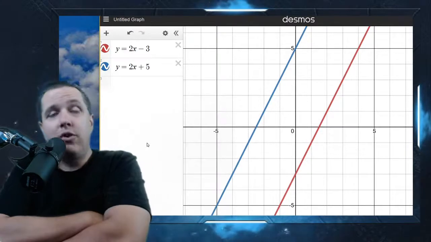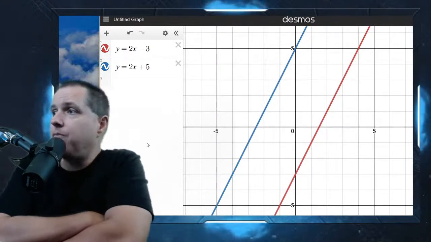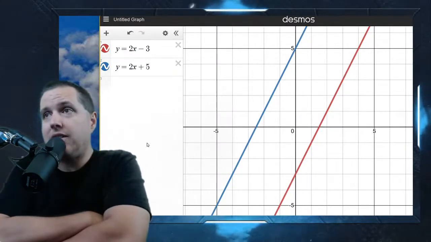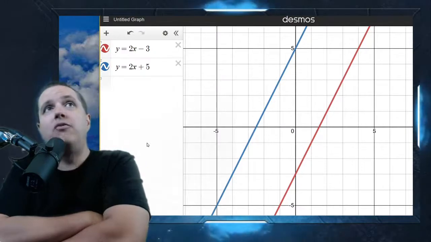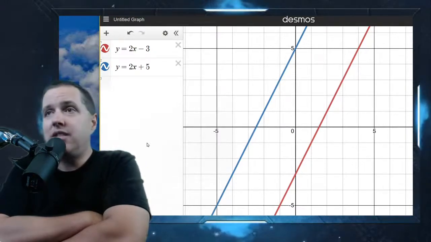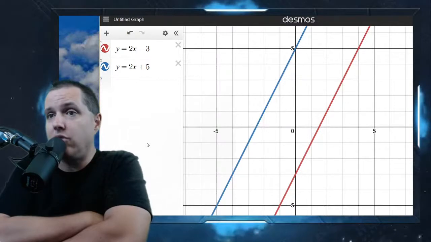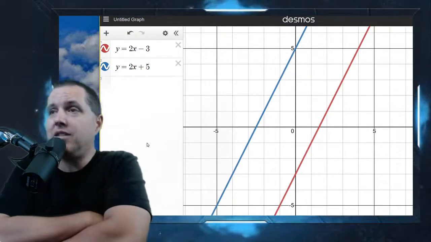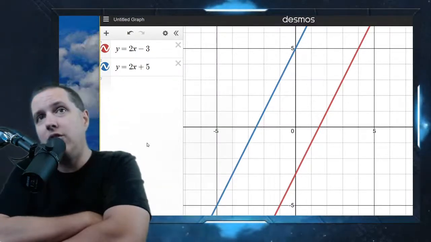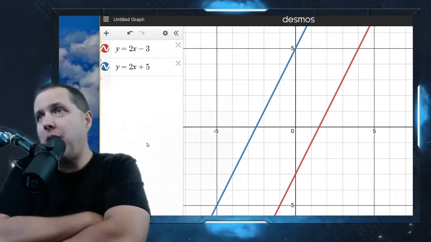So the first example that we looked at a minute ago had one solution to that system of equations. We now have an example of a system of equations that has no solutions. So far we've seen 0 solutions and 1 solution. There's one more possibility.